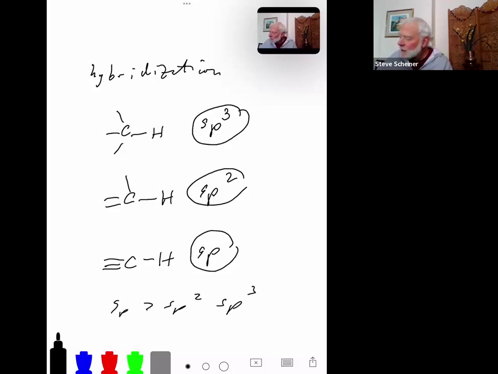So if you see a carbon which is triple bonded to something, it's more likely to act as a proton donor than as a proton acceptor. Okay, now I've tricked you a little bit because here I've been talking about carbon as a proton donor.